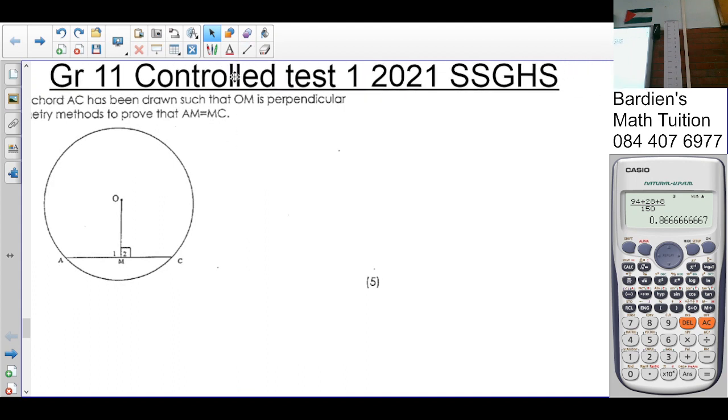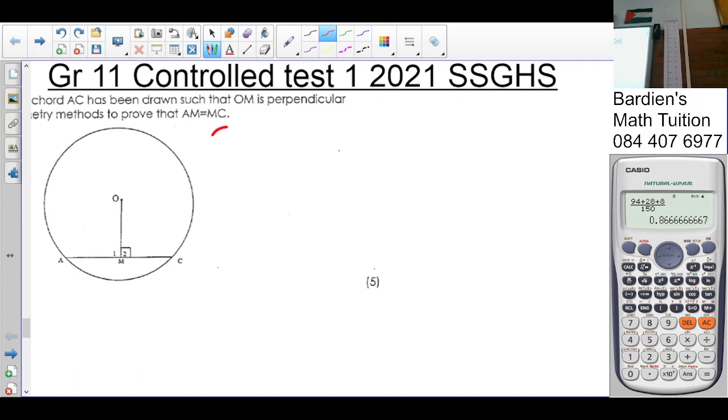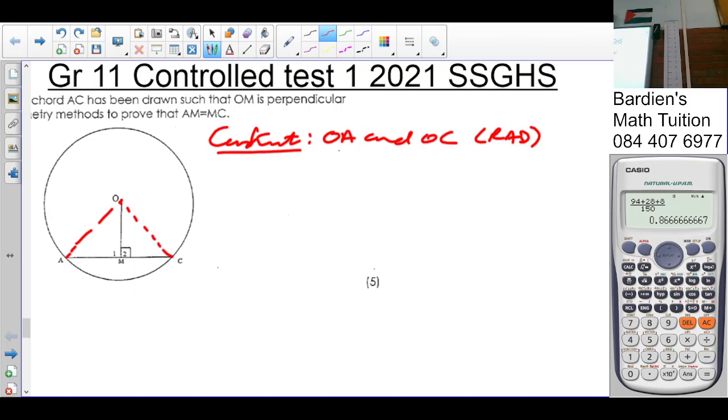So we start off with a construction. We're going to construct OA and OC, which is also your radius. Without the construction, you're not going to get the mark. You could have had your theorem written out beautifully, but without construction, you're not going to get any marks for your proof. Okay, you must have construction.